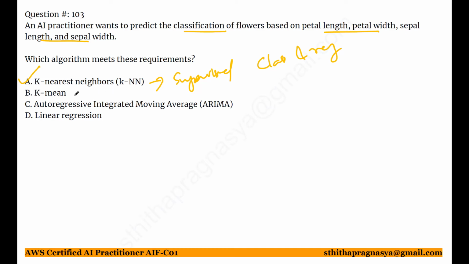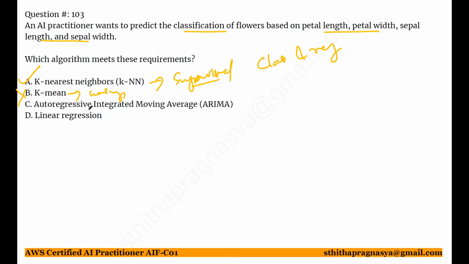Why not K-means? Because this is an unsupervised algorithm used for clustering, not for classification. It groups data into clusters based on feature similarity, but it does not predict classes for labeled data. Okay, so supervised learning means you will give it labeled data. Unsupervised learning means it learns the features on its own. You don't give it labels. So this is incorrect, as K-means is used for clustering, not classification.